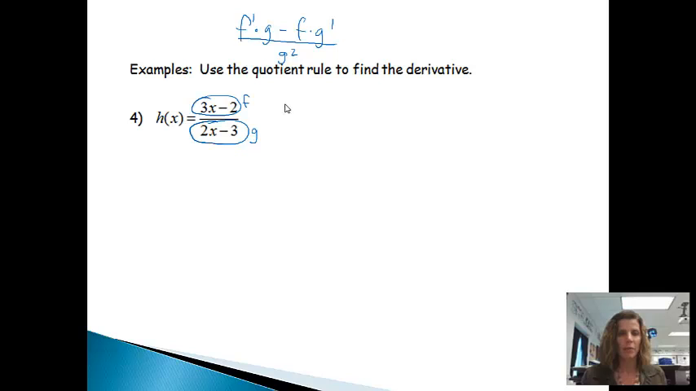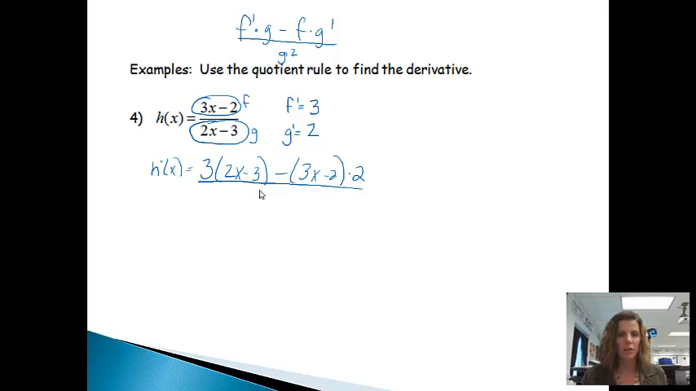And again, before I get started, I always like to set up my problem. I like to find f prime. The derivative of f will be 3, and for g prime, the derivative of g will be 2. So now I'm ready to use the quotient rule. The derivative of h will equal f prime times g, so we'll have 3 times 2x minus 3, minus f times g prime, so 3x minus 2 times 2, all over g squared, all over 2x minus 3 quantity squared.